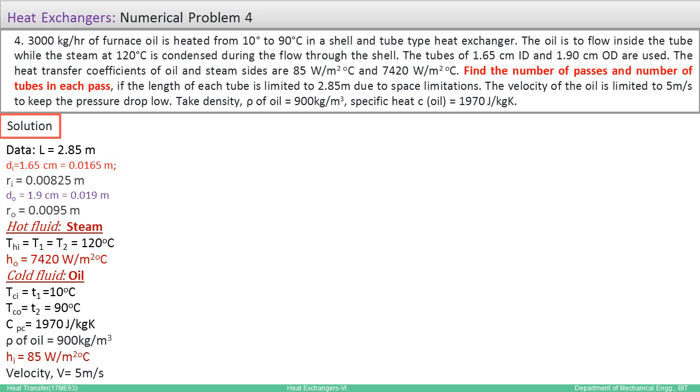and the velocity of the oil inside the pipes. Remember, the oil is flowing inside the pipe and steam is external to it through the shell, and the oil side velocity is limited to 5 meter per second. And if you recall the flow losses through pipes, Darcy's equation or Chezy's equation, head loss due to friction hf is equal to 4 f L V square by 2 g d. So you can directly say that this head loss is proportional to the velocity square times the velocity.